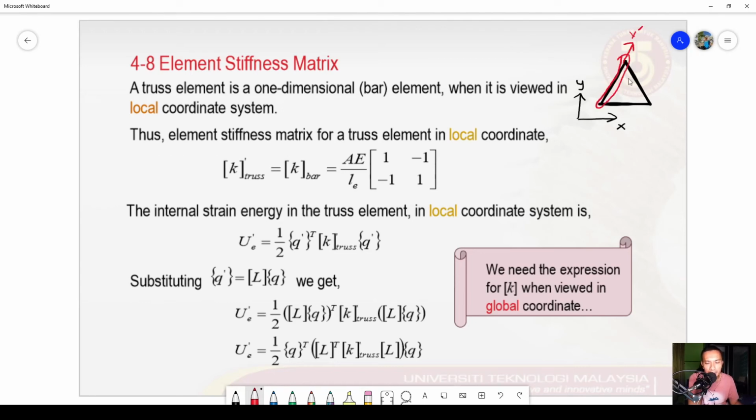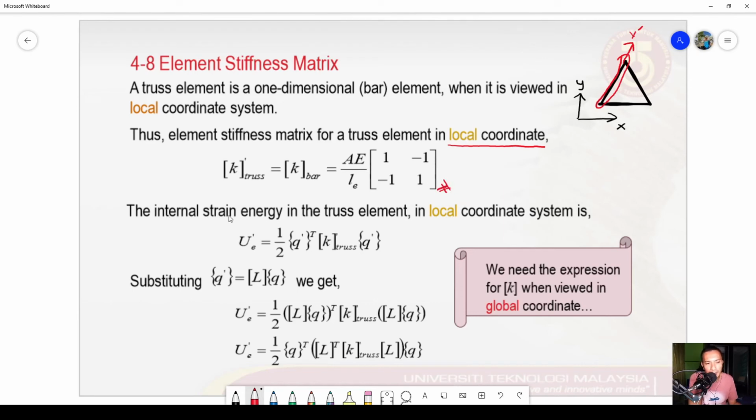So if we just look at a single element, or any particular element, in the local coordinate system, we can view this similar to the problem that we solved based on the 1D bar elements. Thus, the element stiffness matrix for a truss element viewed in the local coordinate system can be viewed similar to the 1D bar problem, and it is given by these equations.